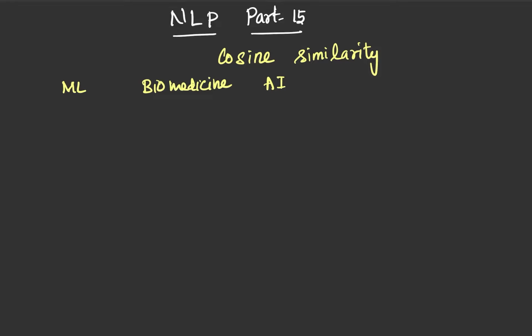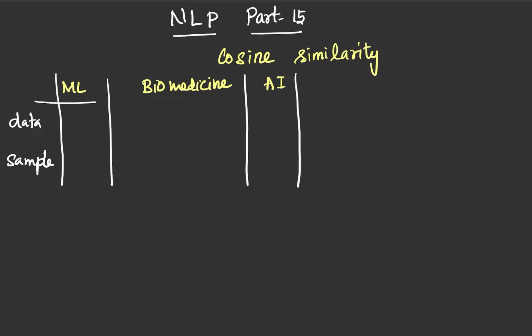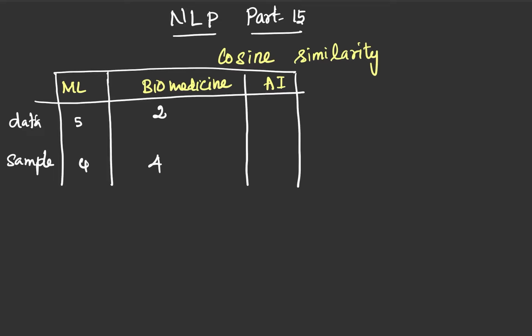We will consider an example where these three documents are compared based on two words. One is the word data, and another word is sample. I am going to represent these three documents as numerical vectors by using these two words. Let us assume that data appeared 5000 times. Just to simplify my calculations, I am representing 5000 as 5 here, and sample appeared 4000, which is 4. In biomedicine, data appeared 2 times and sample appeared 4 times, and data appeared 2 times in AI and 1 time for sample.